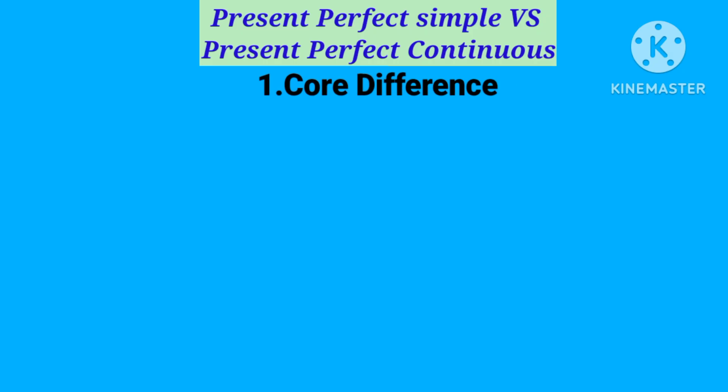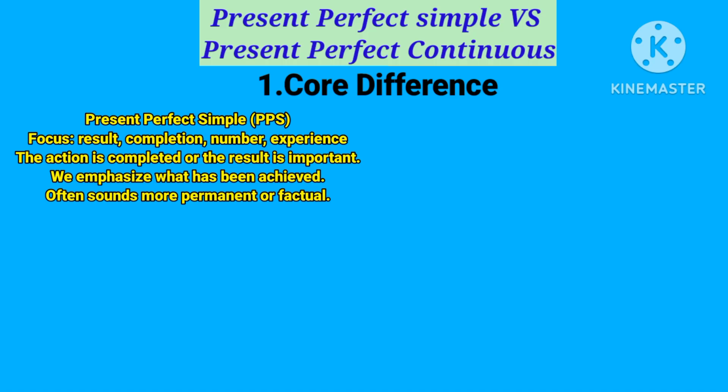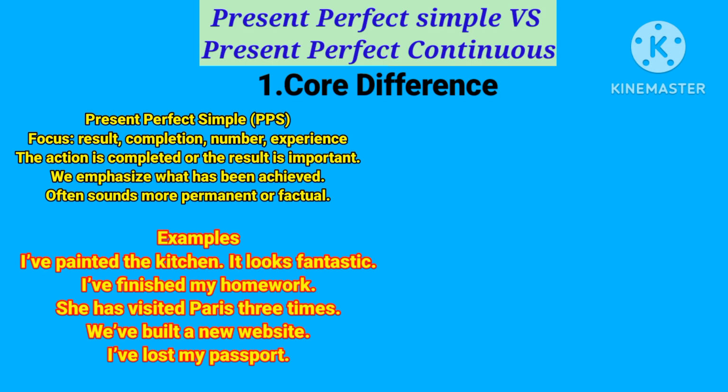Number 1, core difference. Present perfect simple focuses on result, completion, number, and experience. The action is completed or the result is important. We emphasize what has been achieved. Often sounds more permanent or factual. For example, I've painted the kitchen. It looks fantastic. The result is important here.